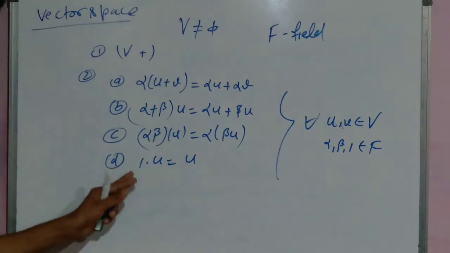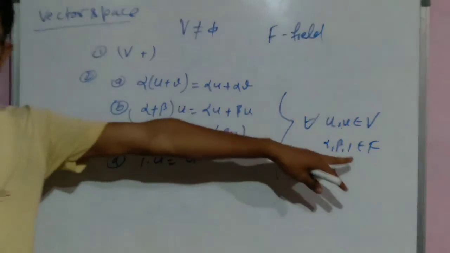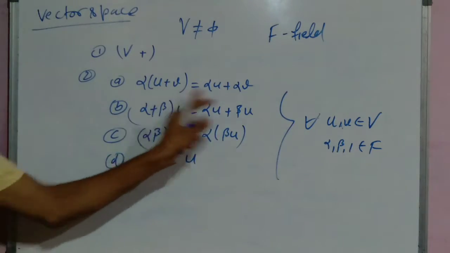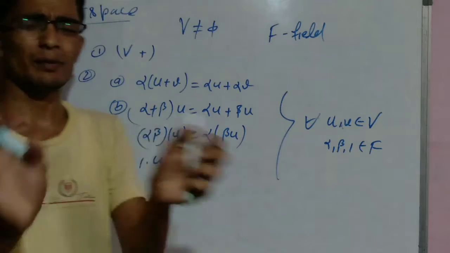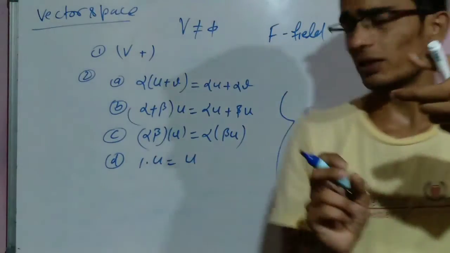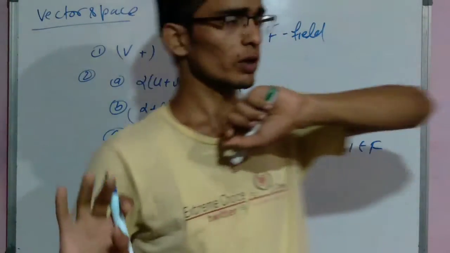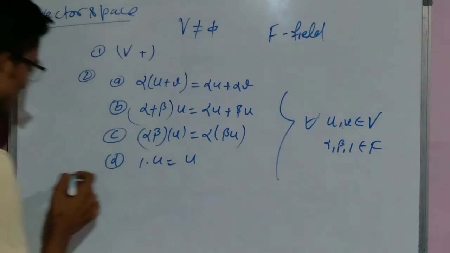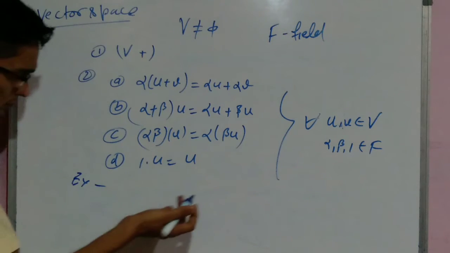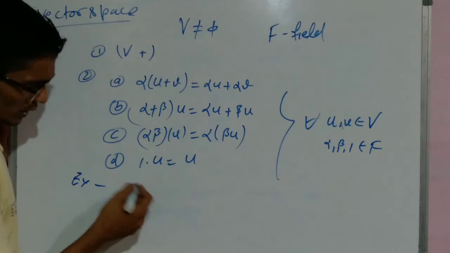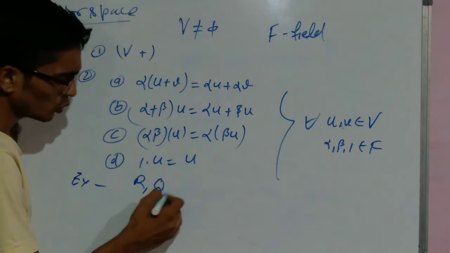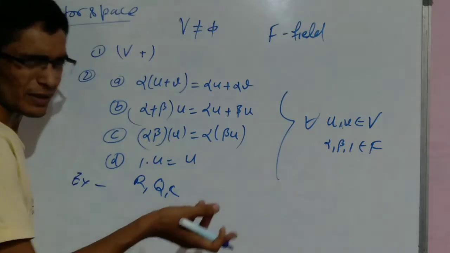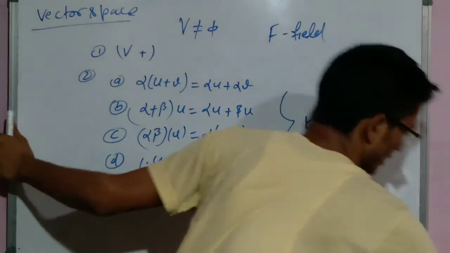So all scalar quantities belong to the field and all the vectors belong to V. So V is said to be a vector space over the field. This is the definition of the vector space. I will give examples of the vector space. R, Q, C are very simple examples of the vector space.